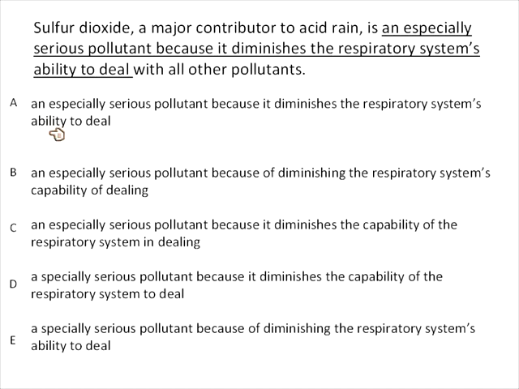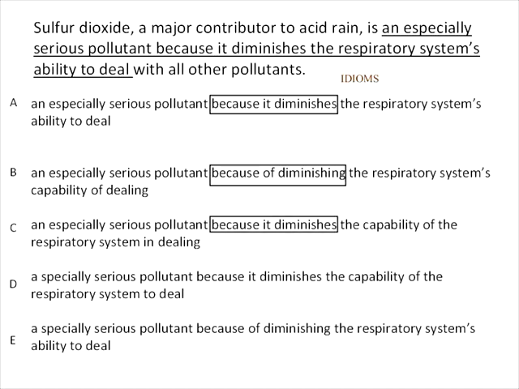What I want to talk about here is, ironically, there are a lot of issues in this problem, most of which deal with idioms. In fact, there are several idioms in this problem. Let me indicate where some of those are. Let's highlight some of those that appear. One of them is 'because it diminishes' and 'because of diminishing.' That's an idiom split.